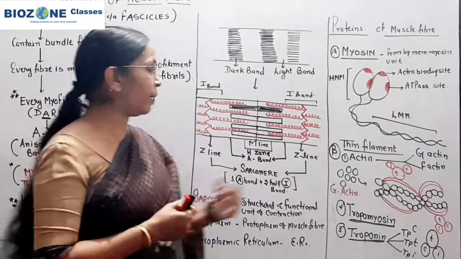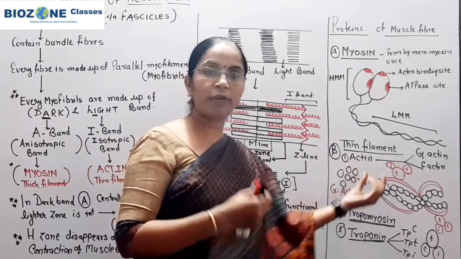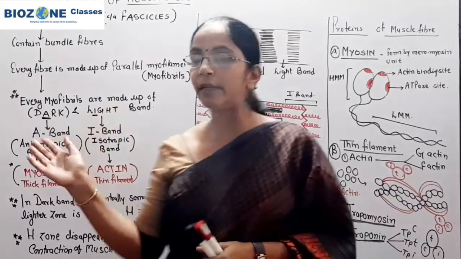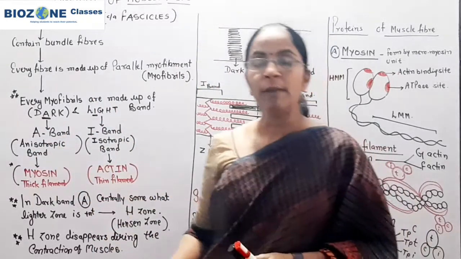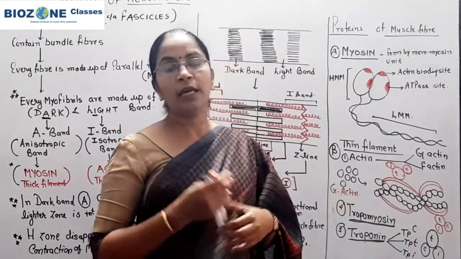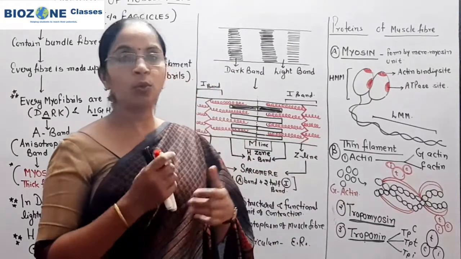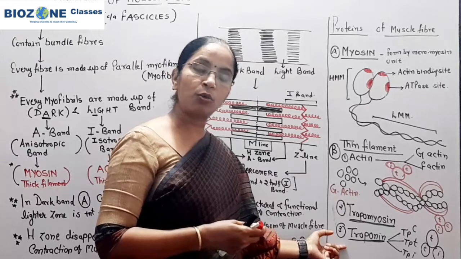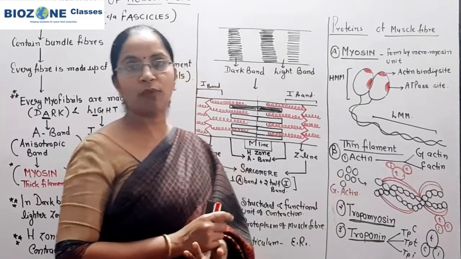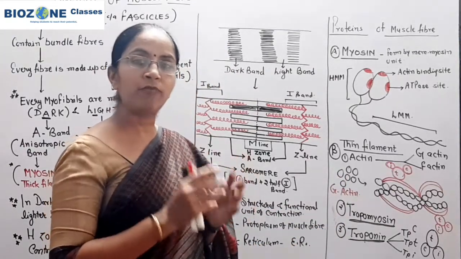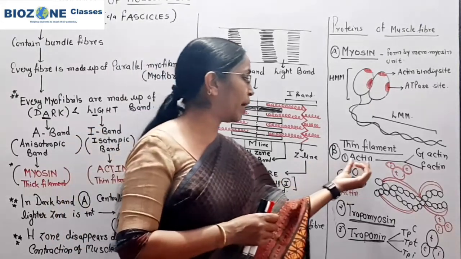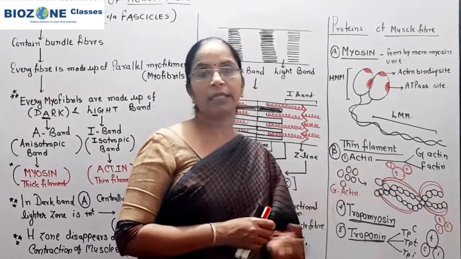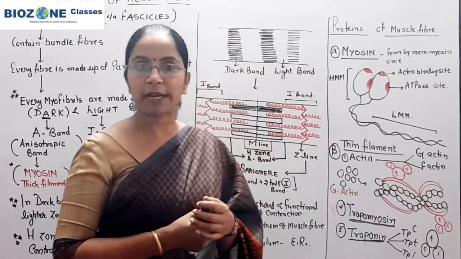What is the thin filament? Normally what we study is that the thin filament is made up of actin protein. But not only actin. In addition to actin, two other proteins, tropomyosin and troponin, also participate in the formation of the thin filament. But the framework of the thin filament is formed by actin. That's why we say the thin filaments are made up of actin.